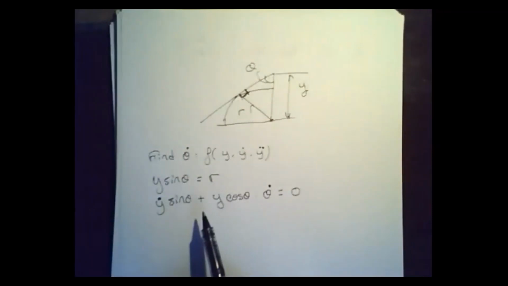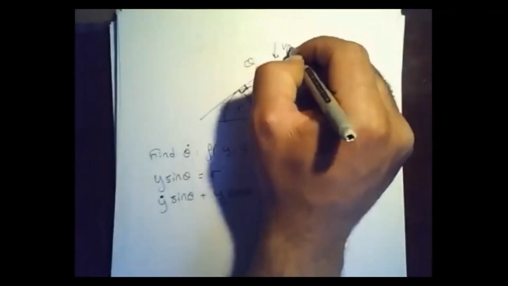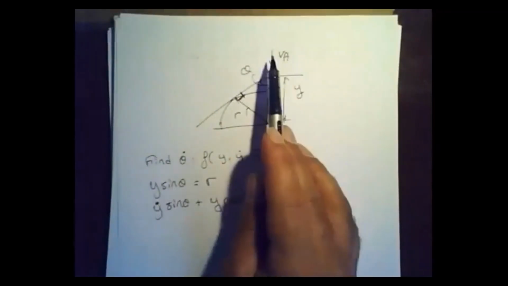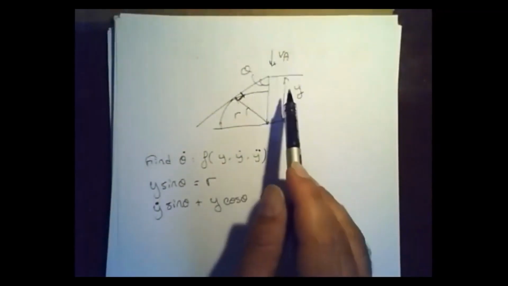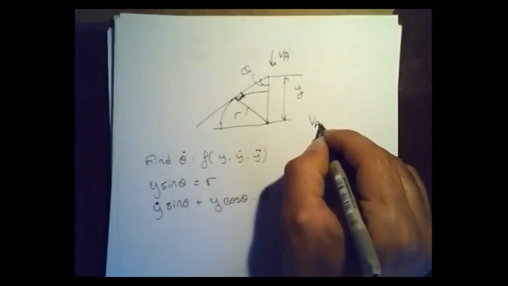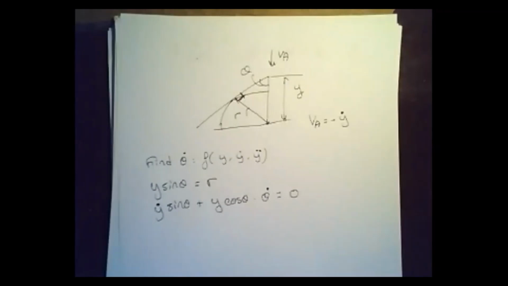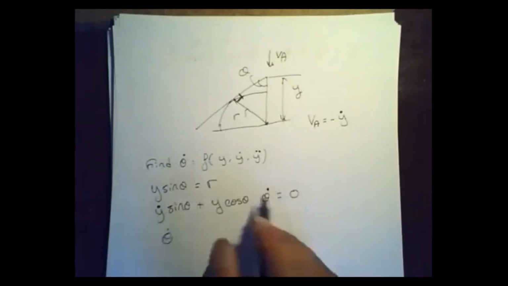By the way, how are y or y prime related to the velocity of the object? We said the velocity of the object is downward. So if VA is positive, how is VA related to y? VA is equal to minus y prime, because if VA is positive, y is being reduced. So a positive velocity means y prime is going to be negative.